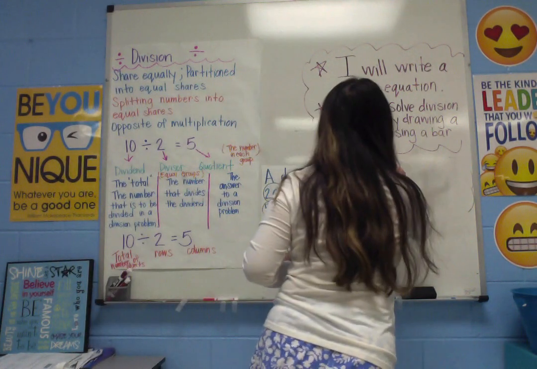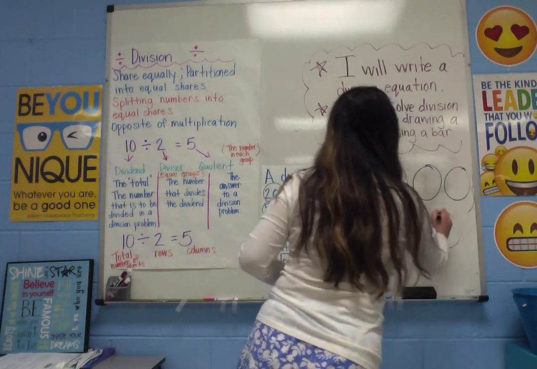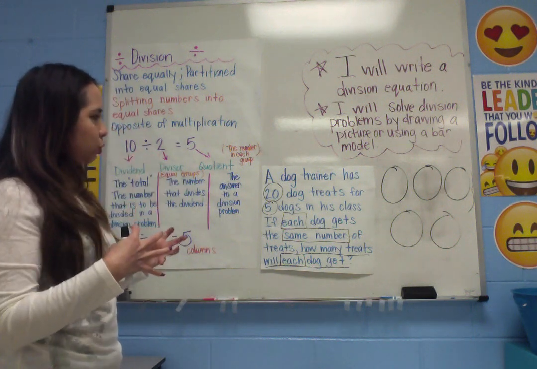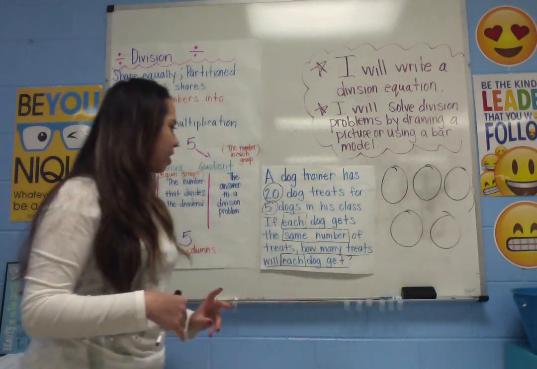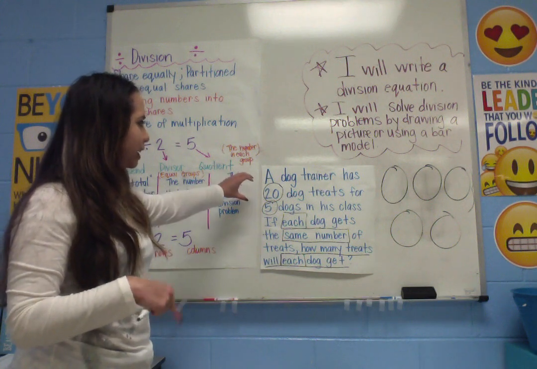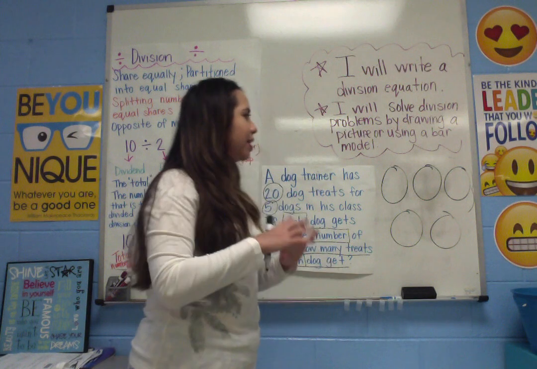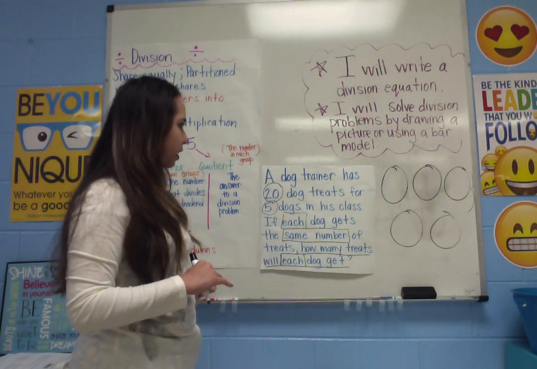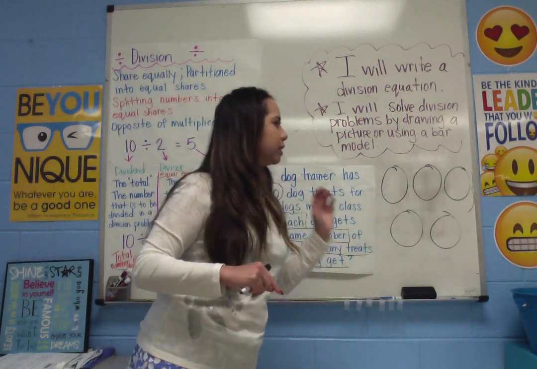5 dogs represents equal groups. Let me draw 5 circles. My 5 circles represents the 5 dogs. I know if he divides the 20 treats and he gives each dog the same amount, I'm going to divide. Okay? So I'm going to take my 20 and I'm going to draw smaller circles one at a time in each group until I get rid of these 20 dog treats. So again, we need to find how many treats will each of these dogs get.